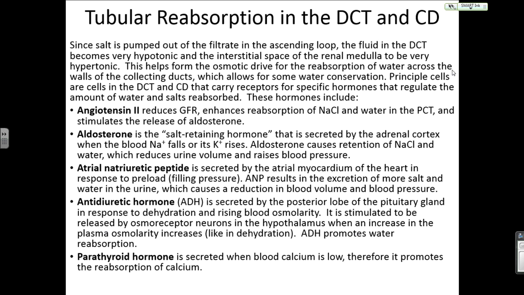Atrial natriuretic peptide, remember, was the one that was produced by the cells of our heart in response to too much blood.